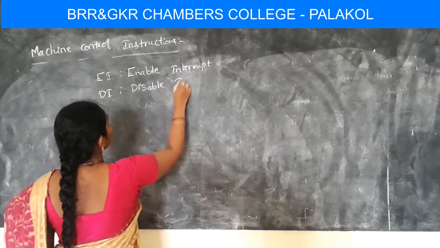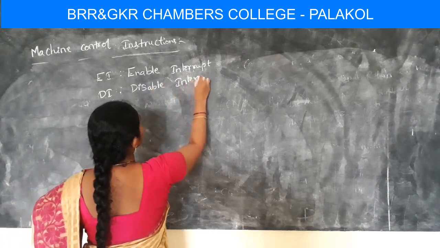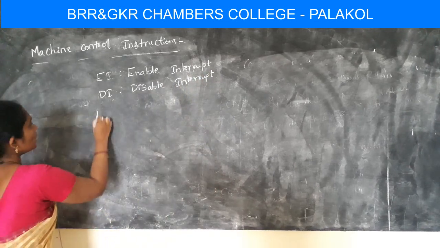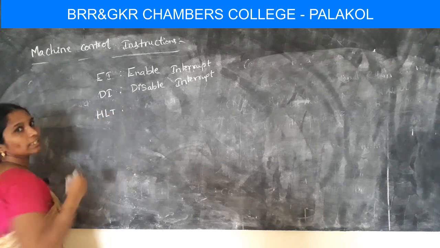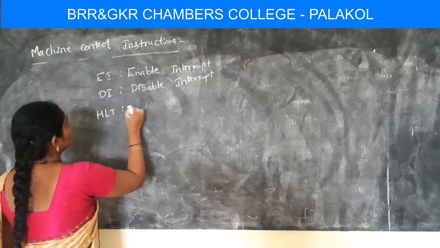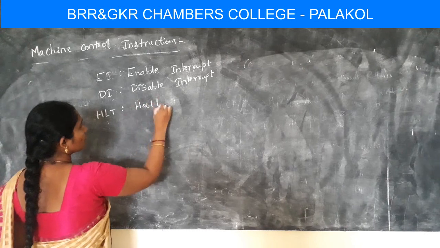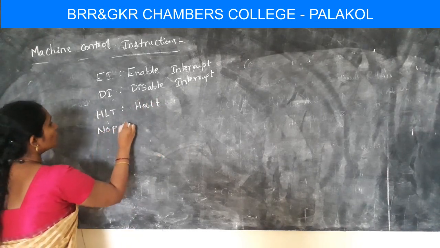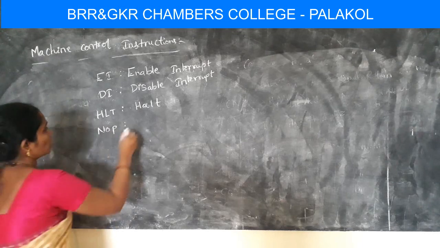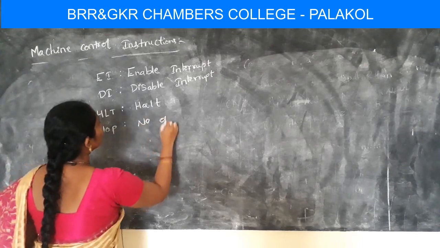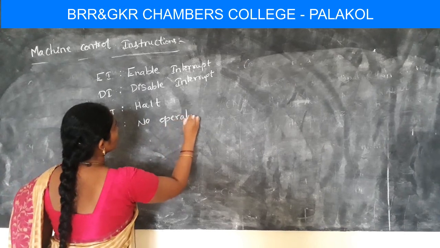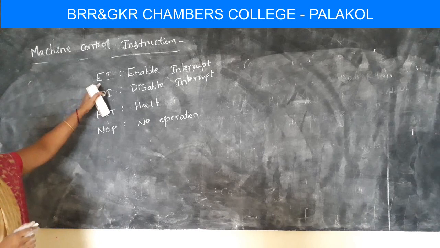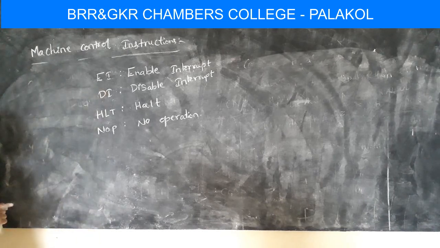Next one is HLT. HLT is nothing but halt. After that, NOP. NOP is nothing but no operation. Next, EI is nothing but enable interrupt.